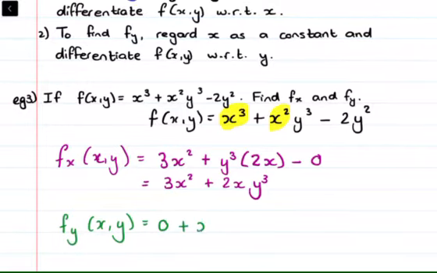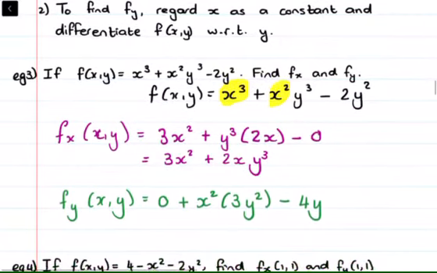And then x squared is a number, okay? Then we find the derivative of y cubed with respect to y, and the derivative of y cubed is 3y squared. And then we find the derivative of minus 2y squared with respect to y, and we get minus 4y. So to simplify, we have 3x squared y squared minus 4y.